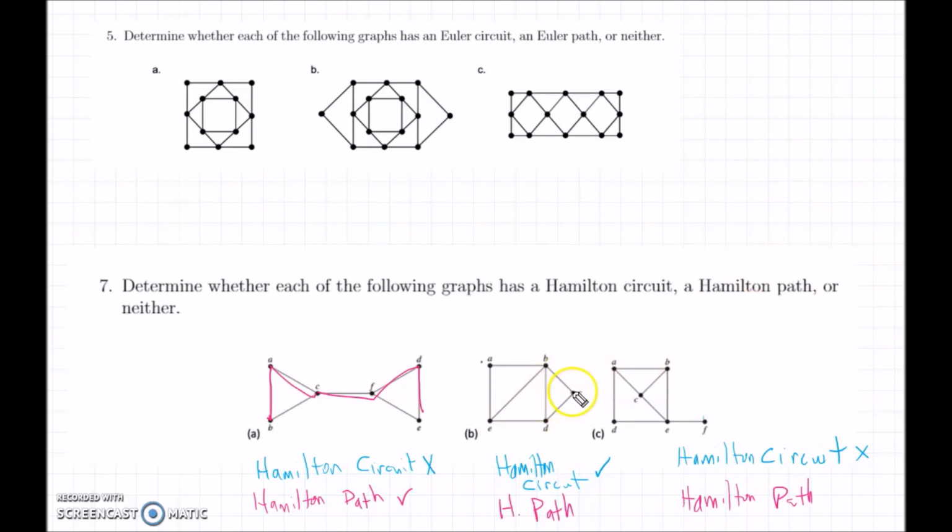This one is also going to have one. There's a circuit, so all I have to do is stop before I do that repeat. So check. And then here I can do this. And I got all of them. So that one also has a Hamilton path. So as you can see, Hamilton paths are much easier to have than Hamilton circuits. And they're easier to show. All right, that's it. That's all the examples.